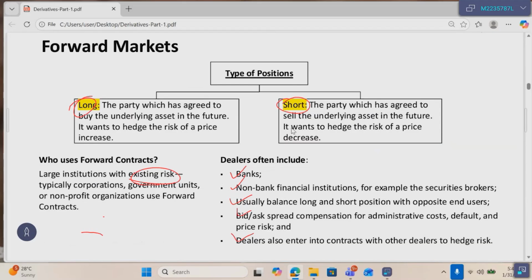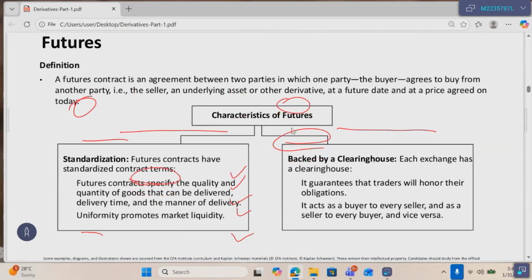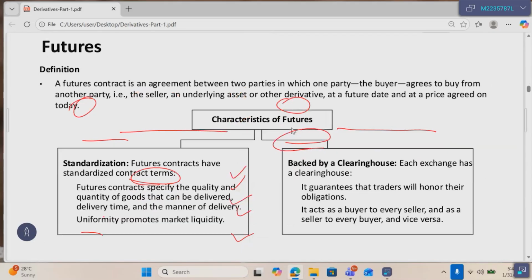So remember, the long wants to hedge against price appreciation, as you saw in the previous slide. The short wants to hedge against price depreciation. Okay, so the types of positions taken are very important, make sure that you understand those positions. Now, so far we've done only forward contracts.